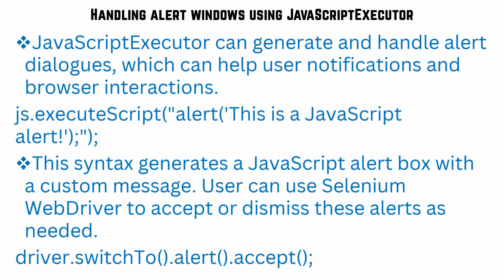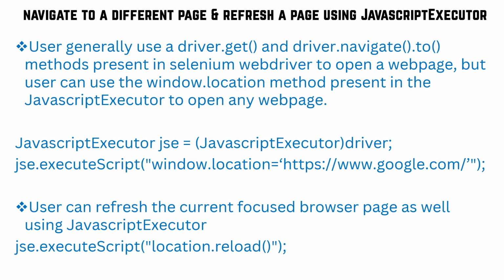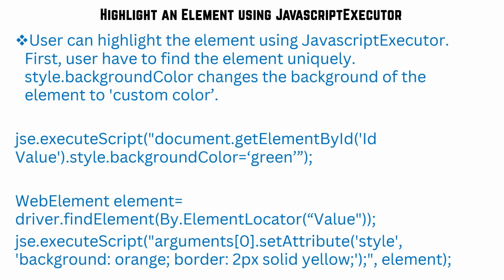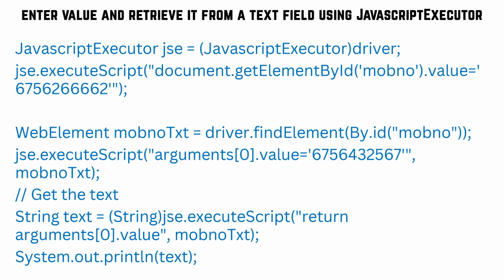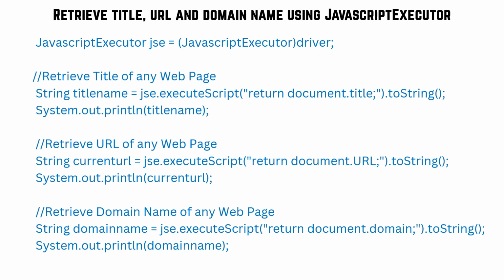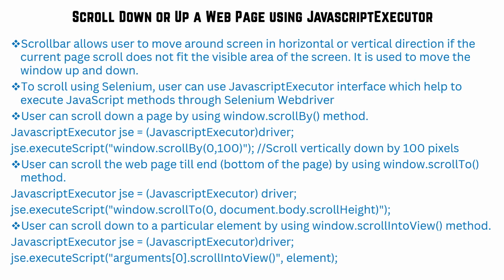That's all. So this is the important stuff we can primarily do with the help of the JavaScript executor. You can deal with the text box, the radio button and checkbox as well. You can generate a custom alert, refresh the page, navigate to a page, and highlight an element. You can create a border or background color, and change the border color and border pixels. You can get the text entered in the text field, get the title and URL of the domain, and scroll up or down the page.